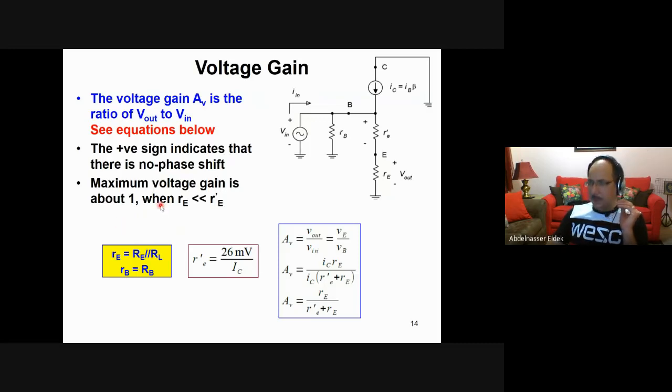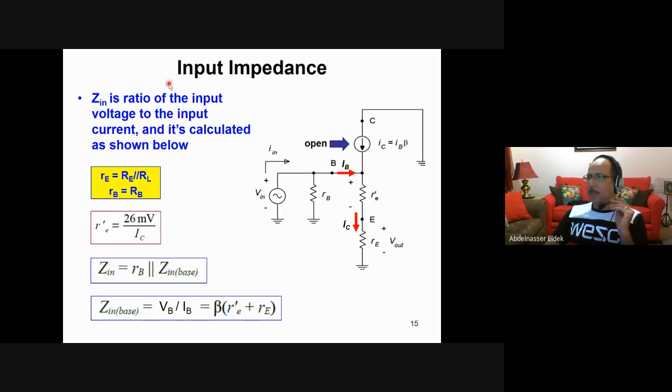Okay, so let's see the next one. The input impedance: how do you calculate the input impedance? It is the ratio of the input voltage to the input current. It is Vin divided by Iin, where Vin is Vb, and the current here is Iin. So actually it is this RB parallel with the resistance seen by the base.